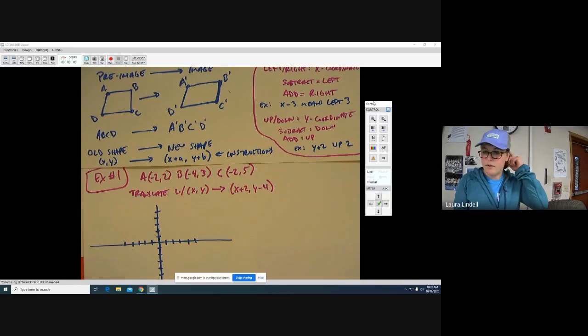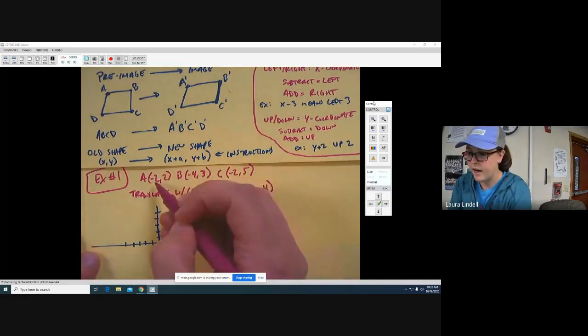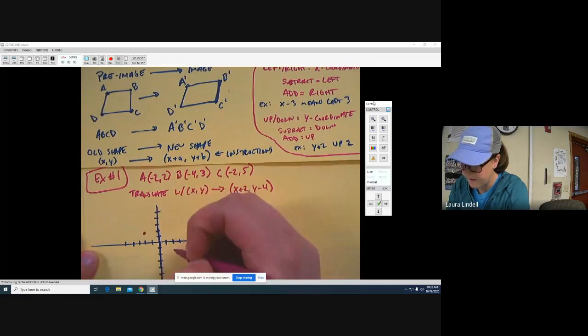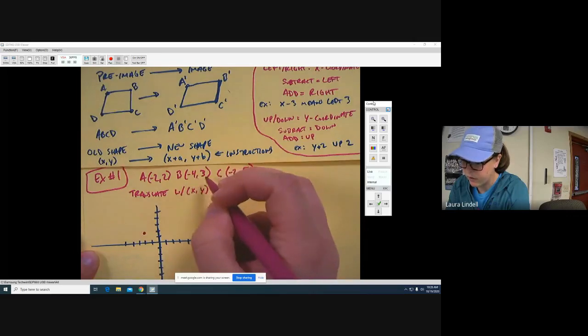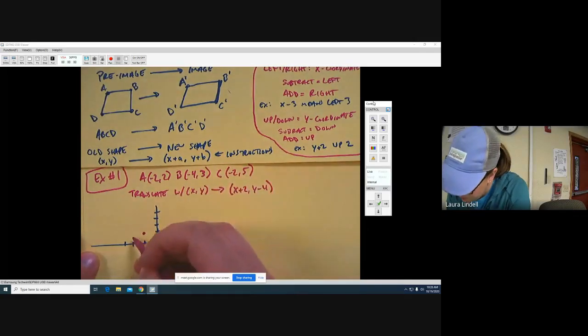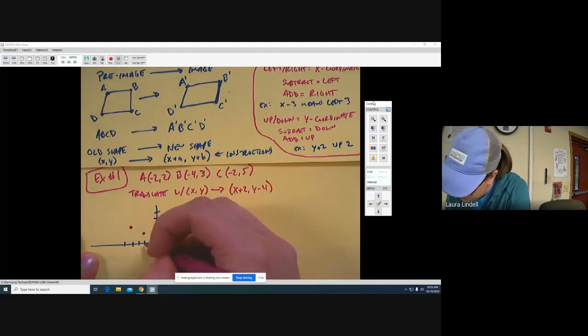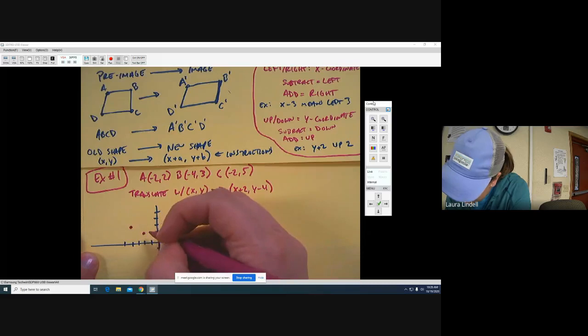And then we graph our original shape. So A is at (-2, 2), so over -2, up 2. B is at (-4, 3), so over to -4, up 1, 2, 3. And C is at (-2, 5), so -2, up 2, 3, 4, 5.